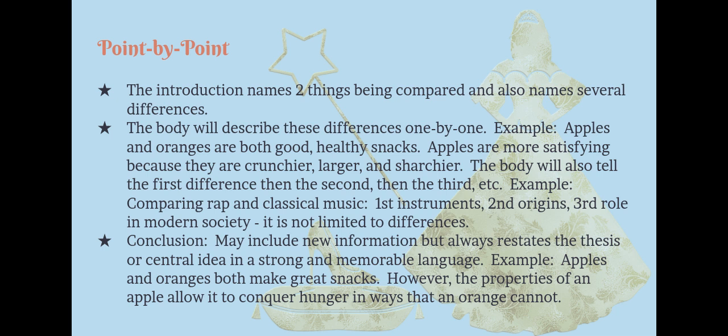In the body of a compare and contrast text using point-by-point format, the writer tells all about the first difference, then all about the second difference, and then all about the third difference. In a text comparing and contrasting rap and classical music, for example, a writer might first discuss the different instruments used. He or she might then discuss the different origins of each type of music. And finally, he or she might discuss the different role of each in modern society. Writers are not limited to three differences, by the way. They can consider as many differences as they find important.